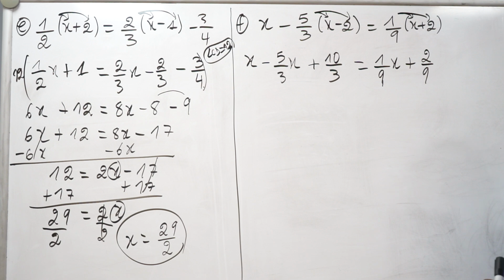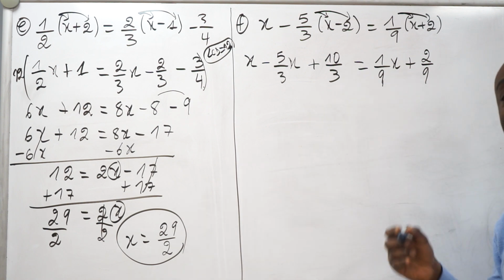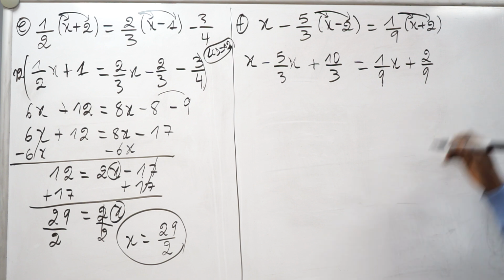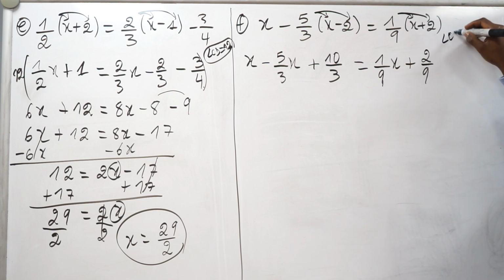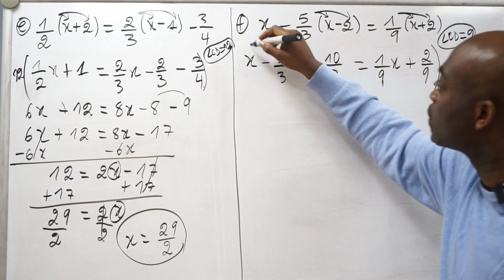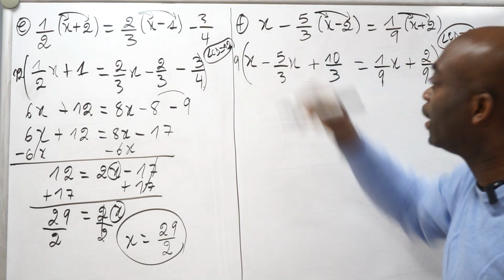Everybody good? So now we still end up with fractions here. So what do we need to do? Find the lowest common denominator. Between 3 and 9, which one is going to be the lowest number that can divide 3 and 9 evenly? It's going to be 9, right? So the LCD is equal to 9, and then that means we're going to multiply the whole equation by 9.